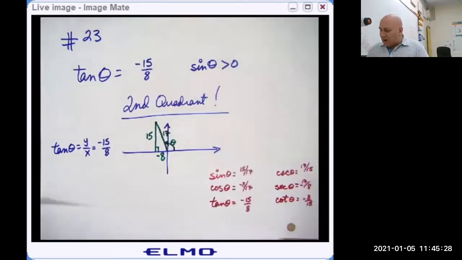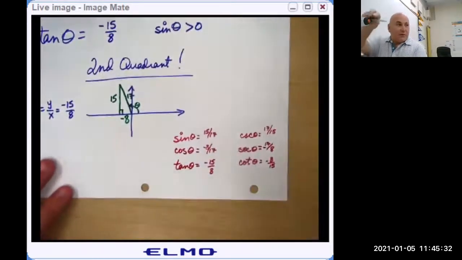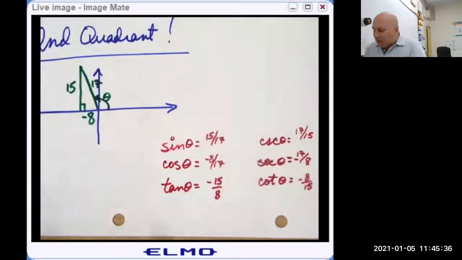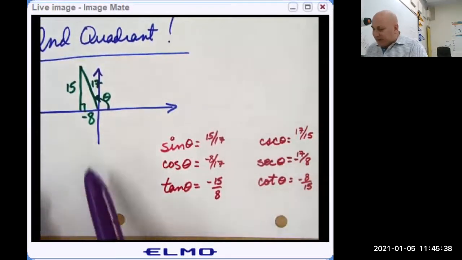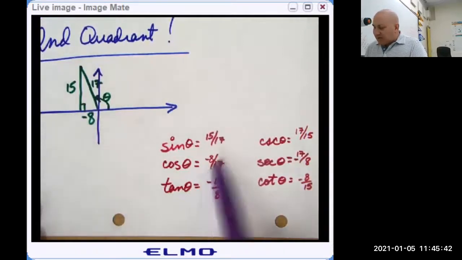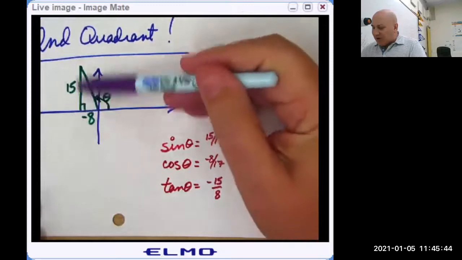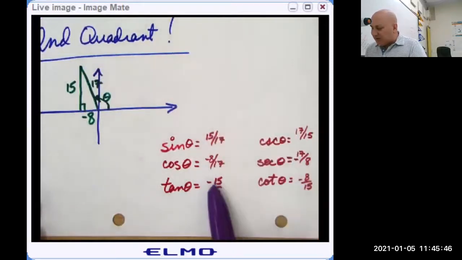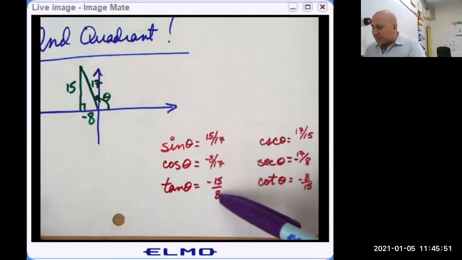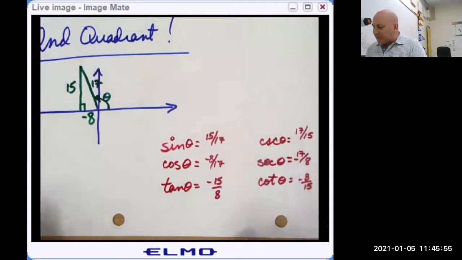So what are its 6 trig functions? Well, let's just zoom in here. Cosine theta is x over r, -8/17. Sine theta is y over r, 15/17. Tangent theta is y over x. And then the 3 reciprocals.